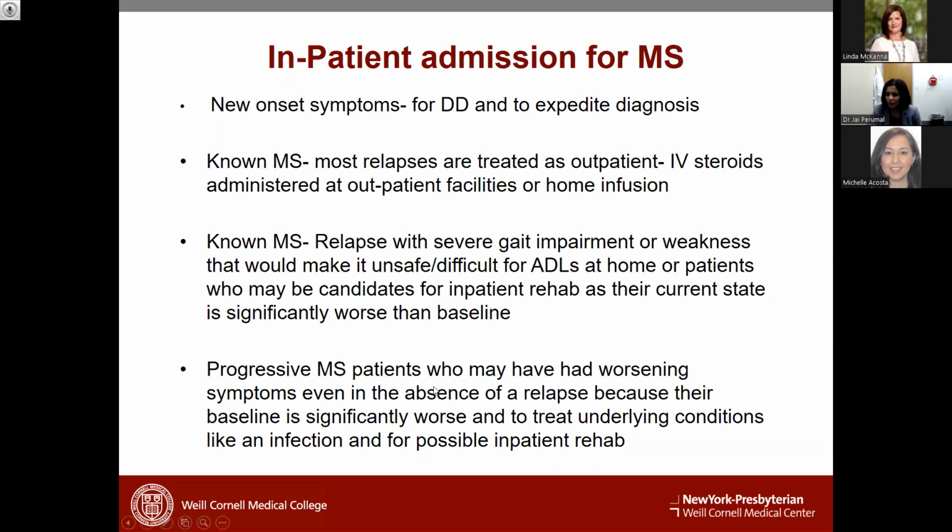The third group of patients who come to the hospital are progressive patients. Now they have a UTI or a pneumonia, their symptoms are worse, and they think they're having a relapse. But we know that these patients don't have acute relapses like this. It's because something else is going on that is decompensating them, making their MS worse. So we have to be especially aware of that and work up for infection for these patients.